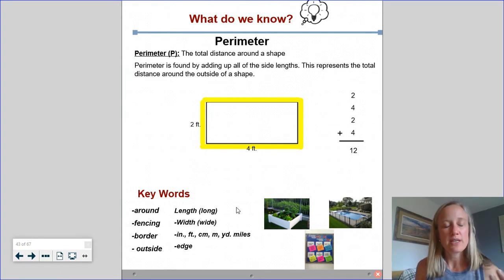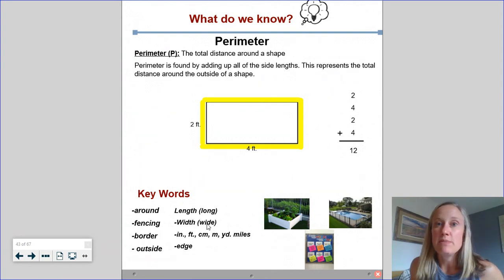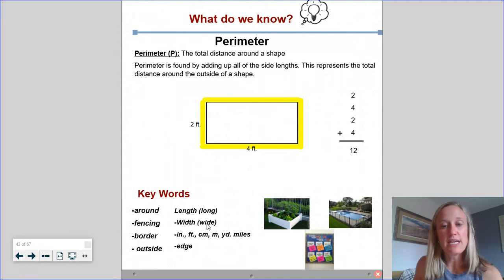So keywords, when we're talking about perimeter, you're going to hear words like around, because it's the distance around something. You might be talking about a border, an edge, some fencing. You do need to know the length and the width sometimes. Sometimes if it's a bigger shape, like an octagon or a hexagon, you just need to know the side length.